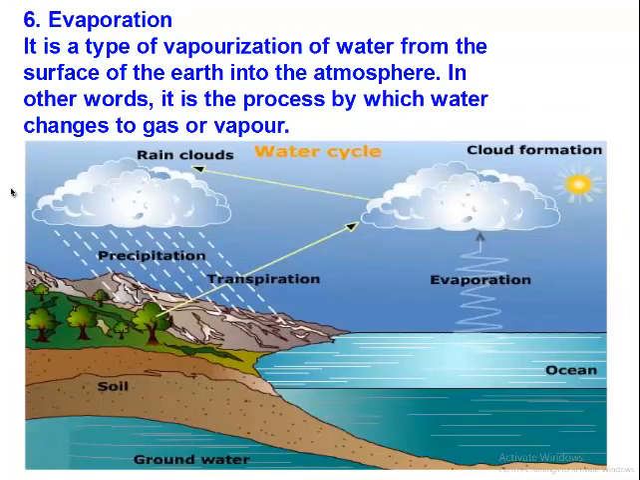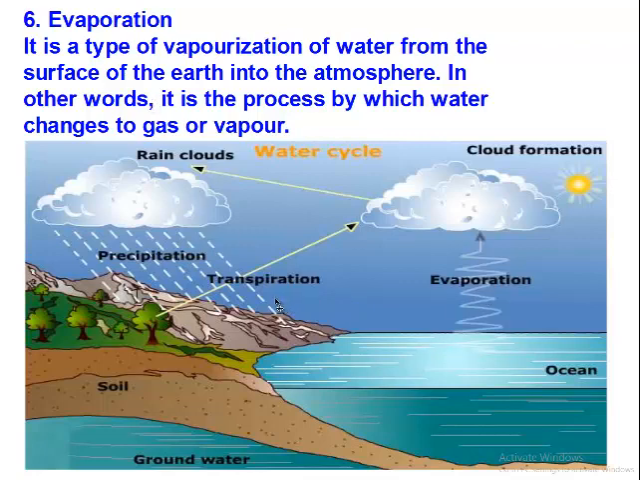Finally, we're going to look at evaporation. When we talk about evaporation, it is a type of vaporization of water from the surface of the earth into the atmosphere. It is not always about surface water, but sometimes plants also lose water into the atmosphere, and that is termed transpiration. So we have evaporation and transpiration, and when the two are combined, they form what we call evapotranspiration.